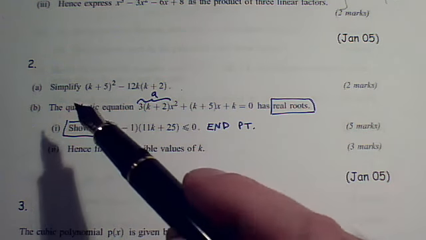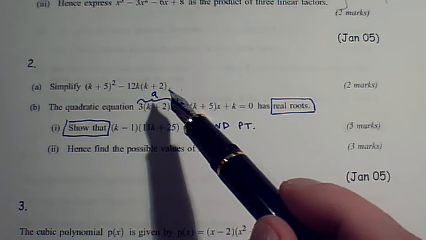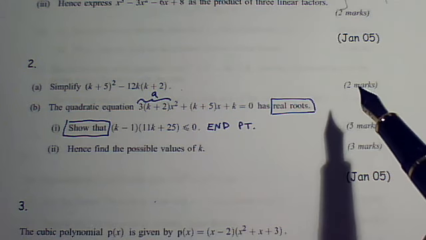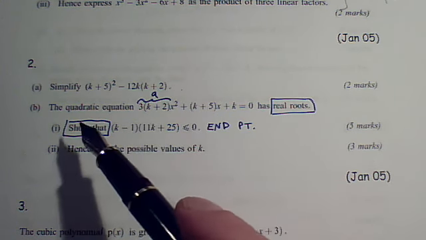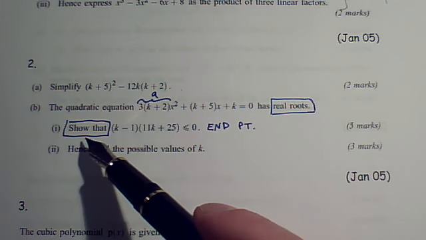Okay, in this question, part A, we're given some algebra to simplify. Square out the bracket, collect terms, should be 2 easy marks. We're going to need that result in part B. Part B gives us a quadratic equation, kicks off with a show that question.